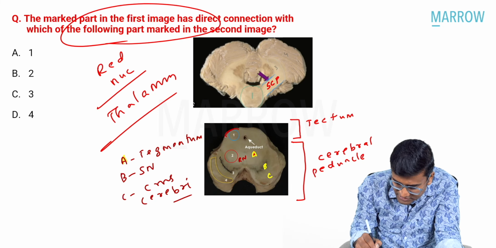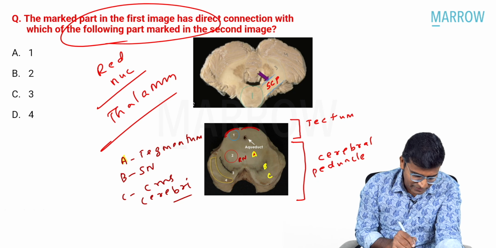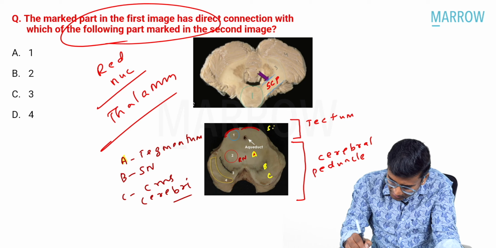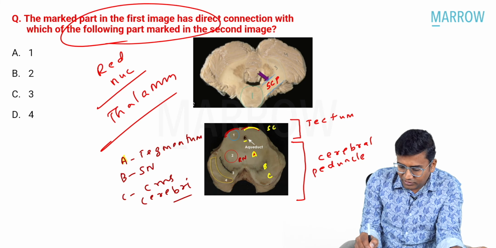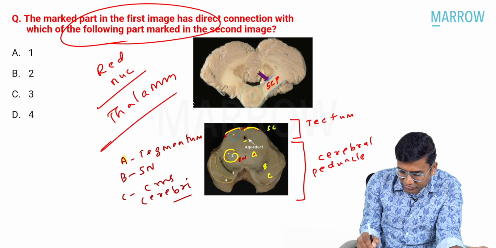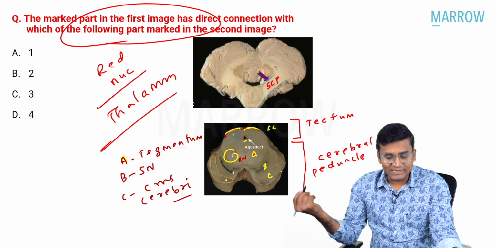This is superior colliculus. Okay, that is our superior colliculus. And this is aqueduct of Sylvius, cavity in the midbrain. So, in the superior colliculus, you see the highly vascular nucleus, that is our red nucleus. So, B substantia nigra, C crux cerebri.